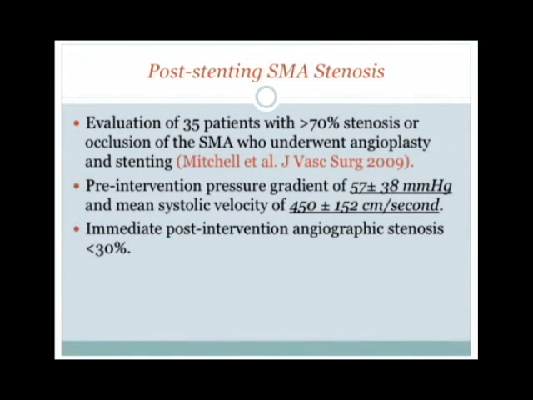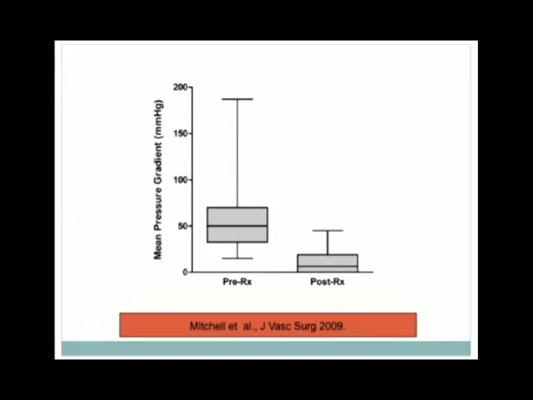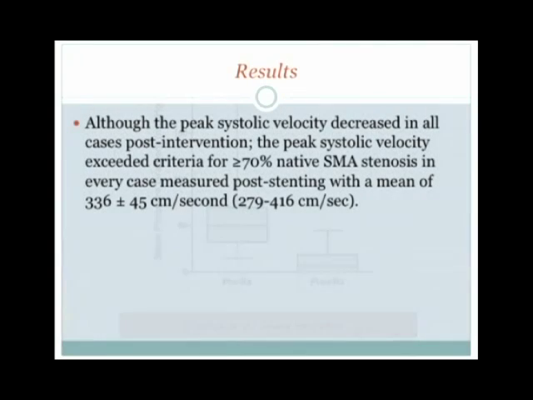This group's pre-intervention pressure gradients were about 57, and their mean systolic velocities were about 450. The immediate post-angiographic images showed that the stenosis was less than 30%, so these were considered a success from the standpoint of endovascular intervention. When they followed these patients, immediately after the intervention, they saw that the mean pressure gradient certainly dropped to about 10 in this group. But what they found in the immediate ultrasound follow-up was that even though the peak systolic velocities did decrease in all the patients, the velocity still exceeded what we typically use for native vessels.